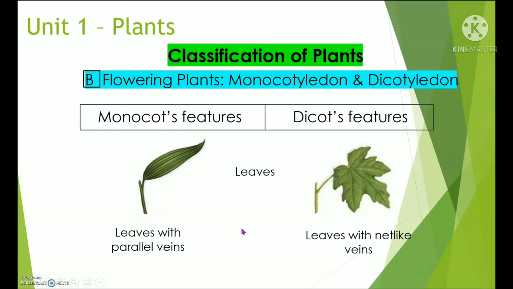So what's the difference between monocot and dicot leaves? Very good. Monocot leaves usually have parallel lines, and dicot leaves have net-like veins.